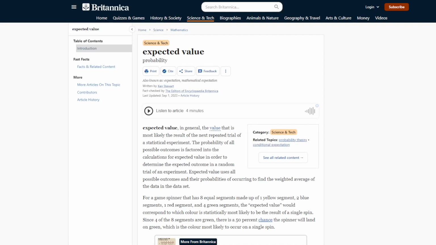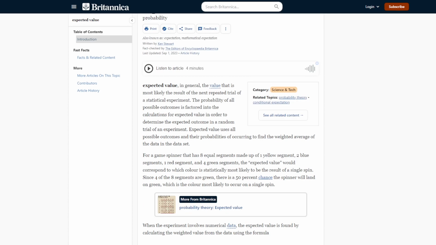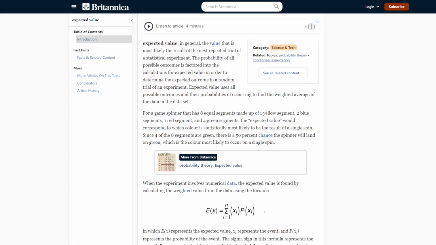So my usual screen will not work on OBS for some reason, so I just went ahead and got a web page to talk about expected value. So the expected value of something is basically the most likely result of the next repeated trial of a statistical experiment. So as you can read here, according to Britannica, there's other places that you can get it.